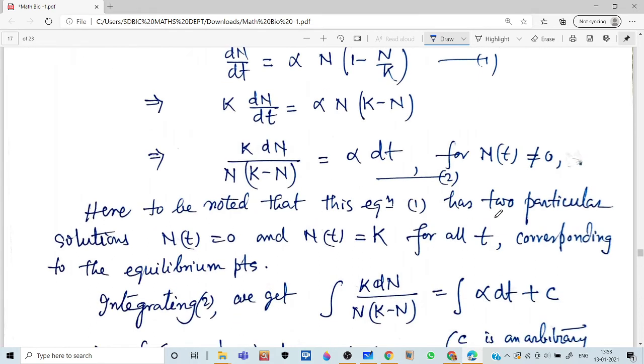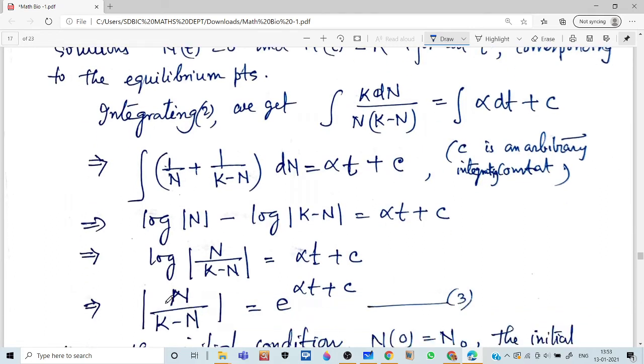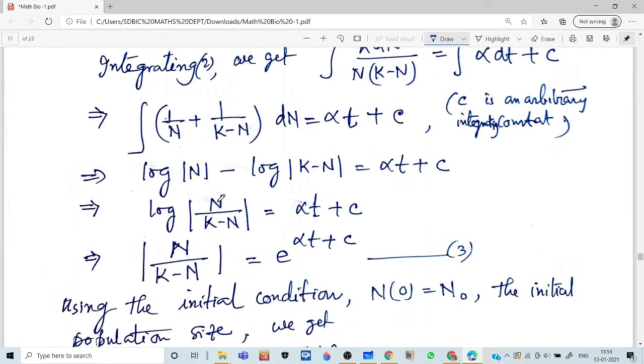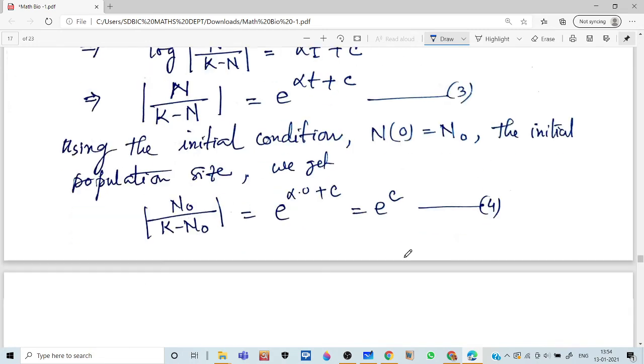Hence, to be noted that this equation 1 has two particular solutions: n(t) equal to 0 and n(t) equal to k for all t, corresponding to the equilibrium points. Integrating, and after simplification, we get log of mod of n by k minus n equal to alpha t plus c, that is, mod of n by k minus n equal to e to the power alpha t plus c. Using the initial condition n(0) equal to n0, the initial population size, we get n0 by k minus n0 equal to e to the power alpha 0 plus c, which is e to the power c.